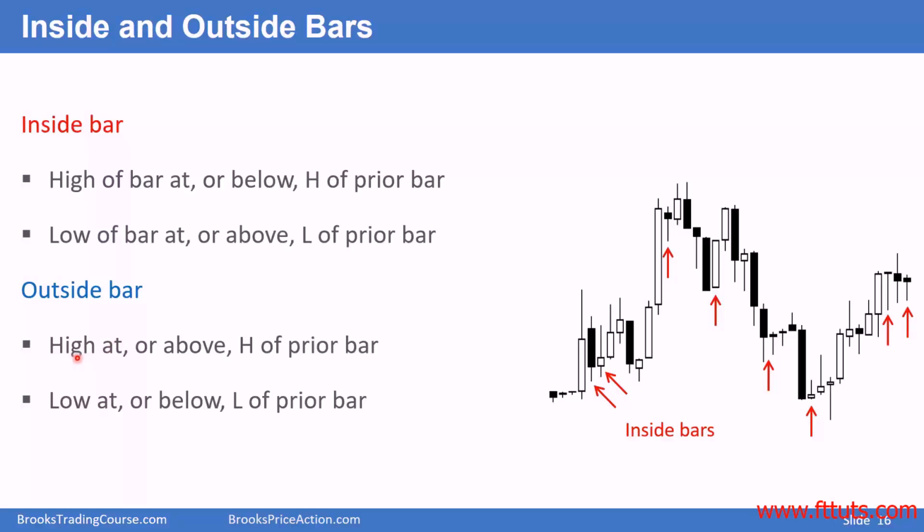That's why I say for an outside bar, the high is at or above the high of the prior bar, and the low is at or below the low of the prior bar. And for an inside bar, the high is at or below the high of the prior bar, and the low is at or above the low of the prior bar.